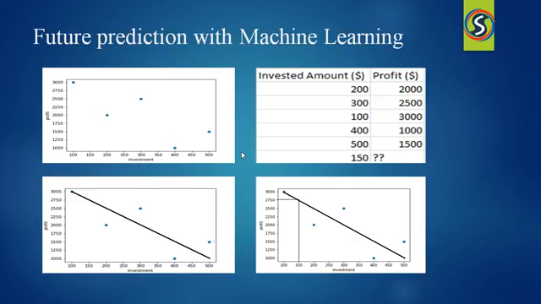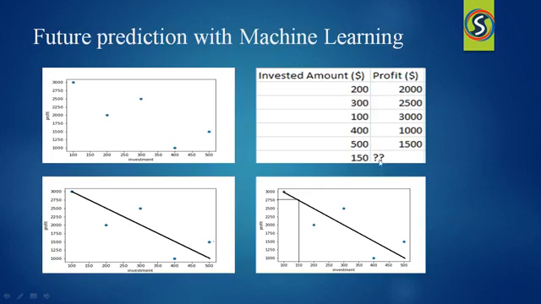To understand this, I have created an example. In the top right side, you can observe a data set of invested amount and profit. I invested $200 in my business. I got a profit of $2,000 at the time. I invested $3,300. I got a profit of $2,500. In this way, I invested in some of my businesses and got profits like this. Now, I am going to invest $150. Then, what is my profit? I want to know.